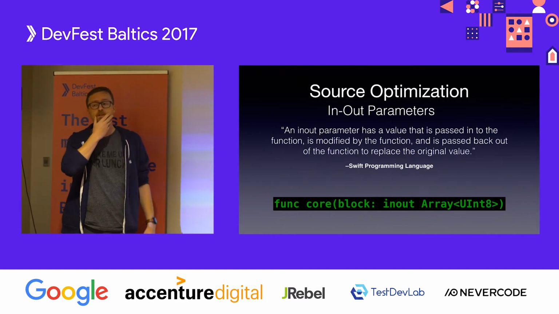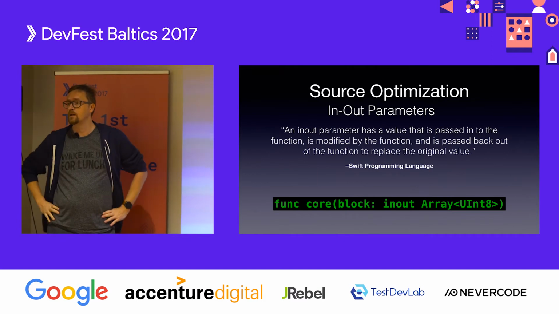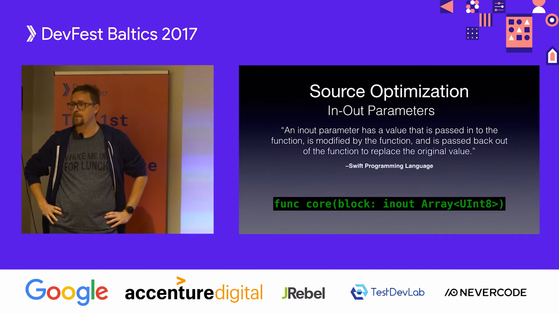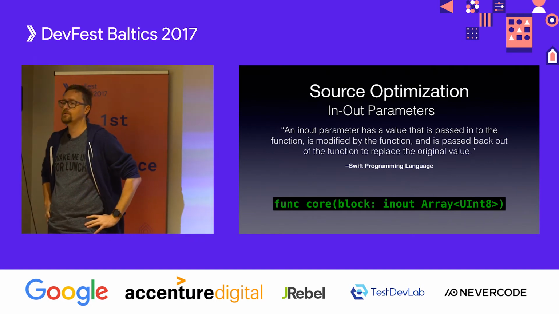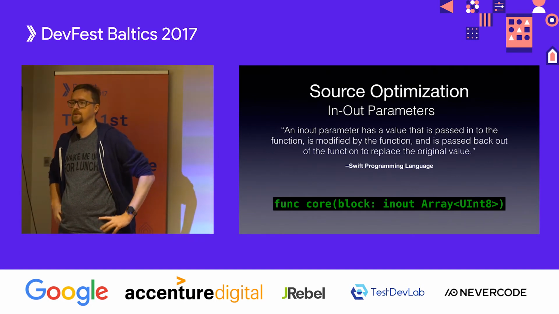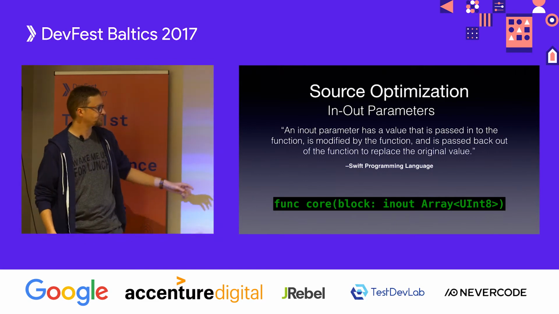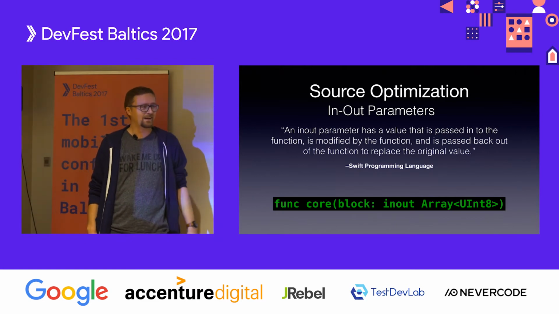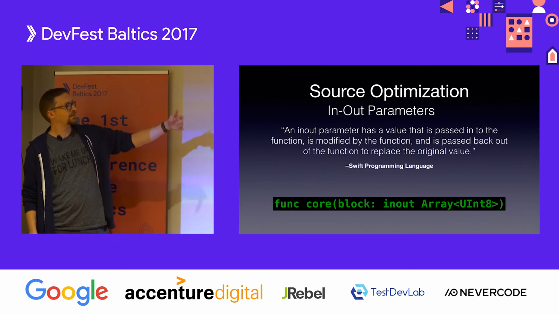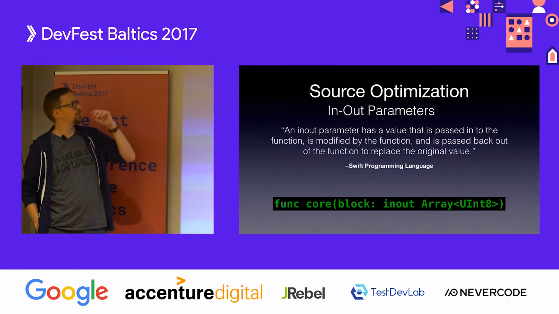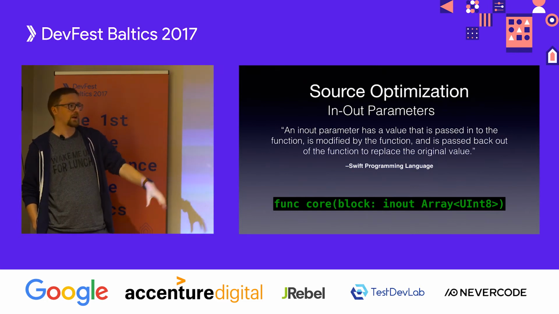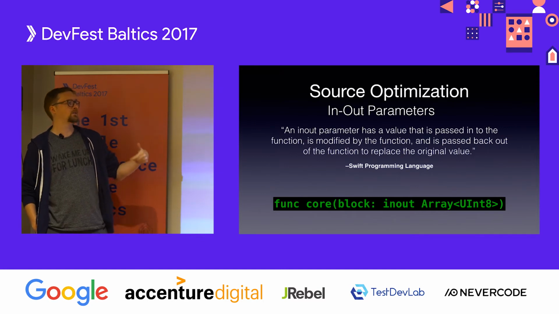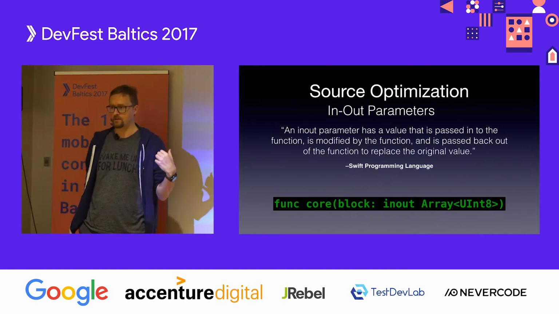Another thing is inout. You know what this inout attribute is? Who uses Swift in your current project now? Okay, you know what an inout is. Yeah, this is from the programming language book: an inout parameter has a value that is passed into the function, is modified by the function, and is passed back out of the function to replace the original value.